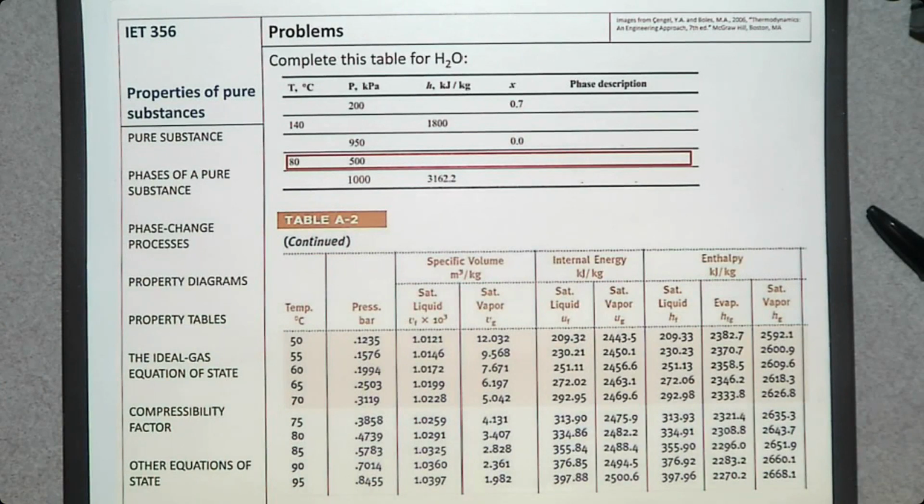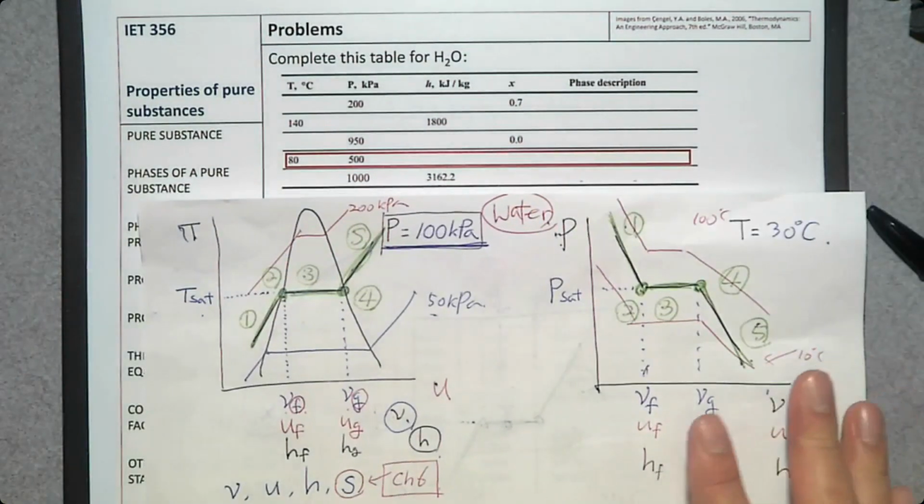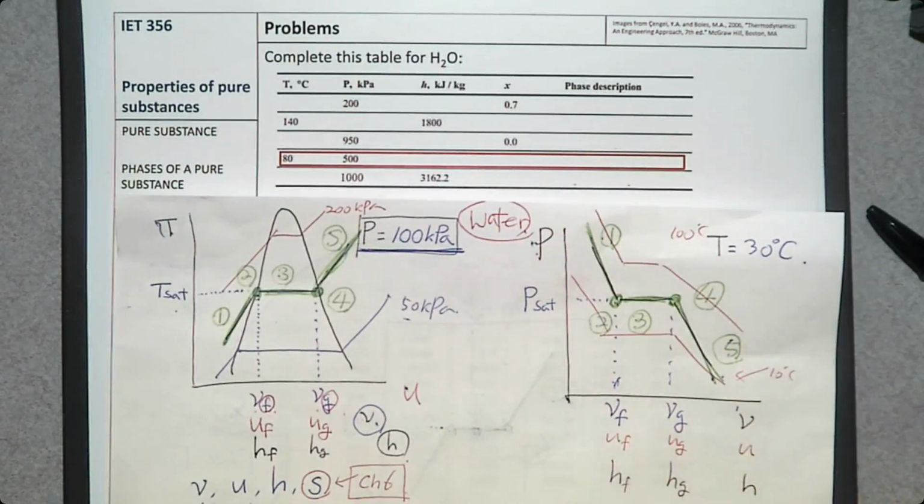There are two property diagrams, Pv and Tv. So which one do we have to make? If you know temperature and pressure. If you know pressure, you can make Pv. If you have temperature, you can make Tv. If you have both of them, which property diagram you need to make? Both. Doesn't matter. You can select one. So which one?